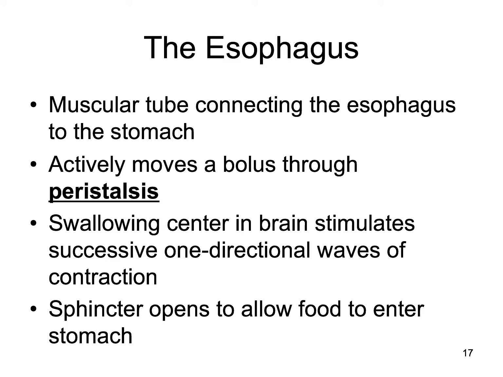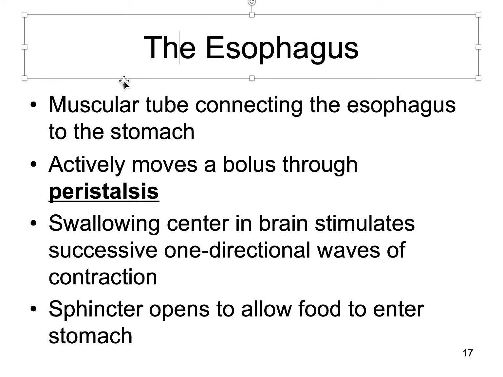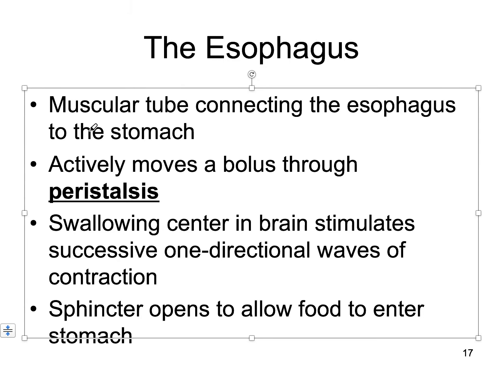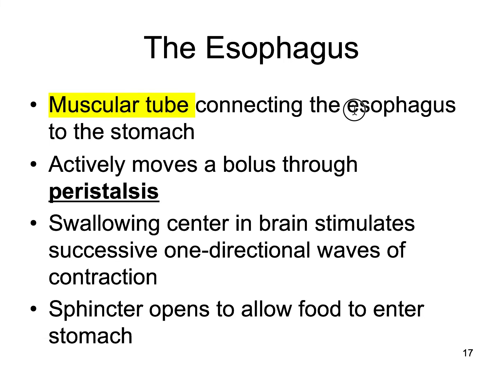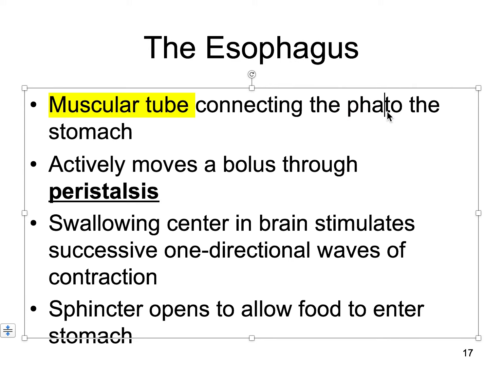Next, as we go down the alimentary canal, is the esophagus. The esophagus, by definition, is a muscular tube connecting the pharynx to the stomach. A muscular tube connecting the pharynx to the stomach, that is the esophagus.